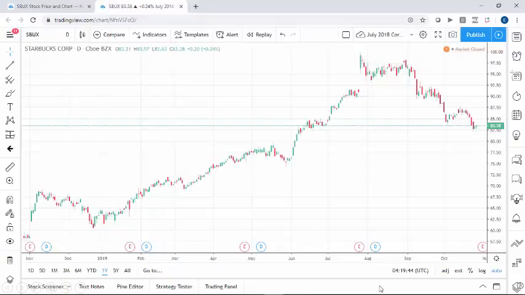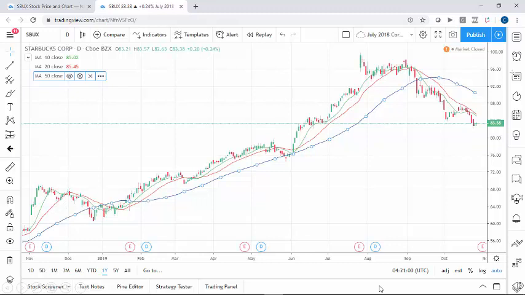Well, here's a one-year chart of Starbucks. You can see it's been in a bit of a retracement for the last month and a half or so, pulling back some. Let's take a look as usual with the moving averages to see if that's going to give us an indication of anything.